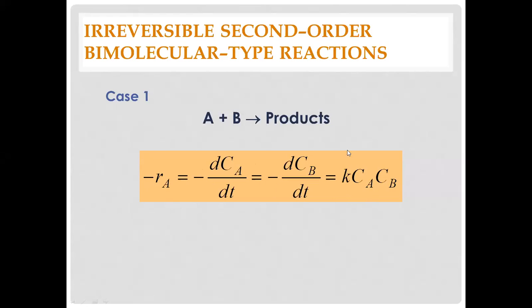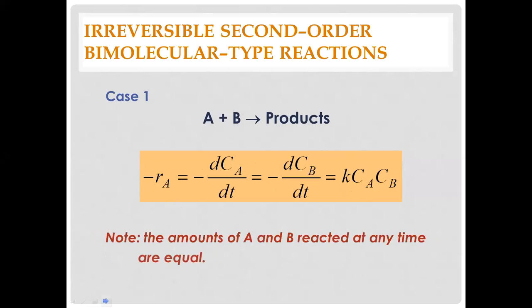The right side should not be altered whatsoever because this is our rate law for this elementary bimolecular reaction. Okay, that's our case 1. So in this case, class, the amounts of A and B reacted at any time are equal.